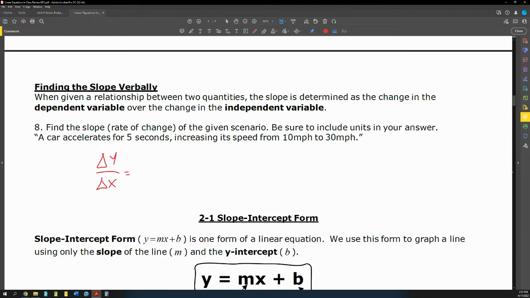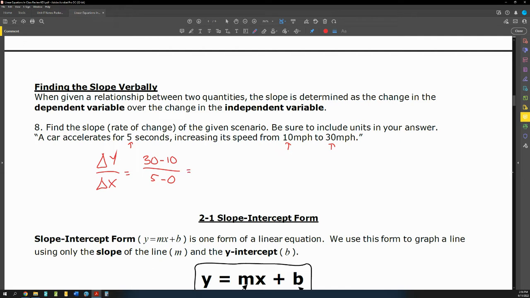So our change in our dependent variable is our change in speed, which is 30 minus 10. So this is the final speed, and this is the starting speed. Our independent variable is our time. So we're doing final time minus the starting time. Well, it takes 5 seconds to accelerate. So the final time is 5 seconds, and the starting time, we start time at 0. So our starting time is 0.